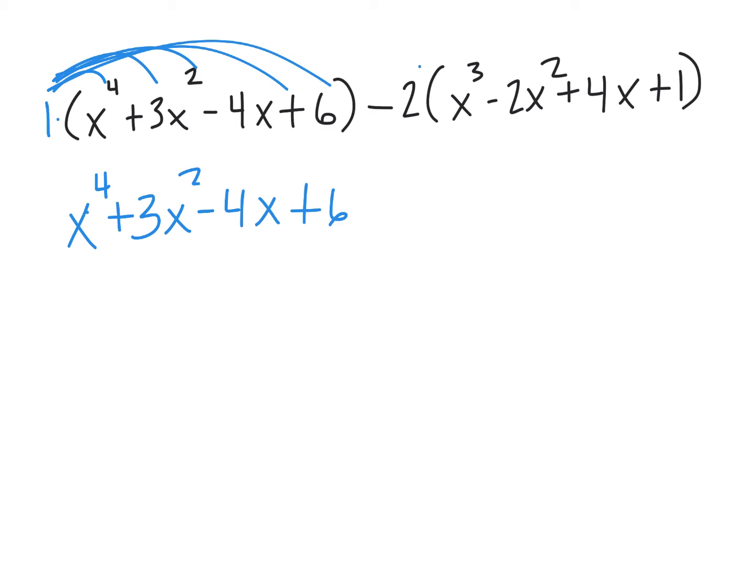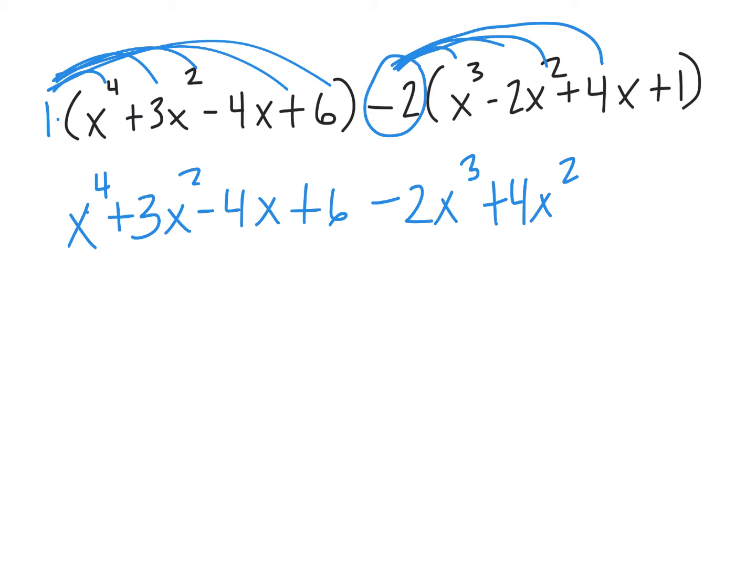Now we distribute this negative 2 into everything. Negative 2 times x cubed is negative 2x cubed. Negative 2 times negative 2 is positive 4x squared. Negative 2 times 4x is negative 8x. And negative 2 times 1 is negative 2. Now that we've gotten rid of the parentheses, we can combine like terms.